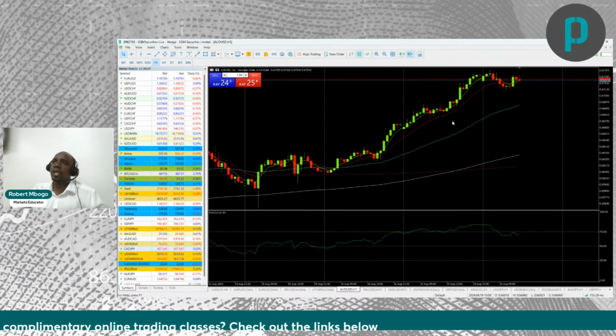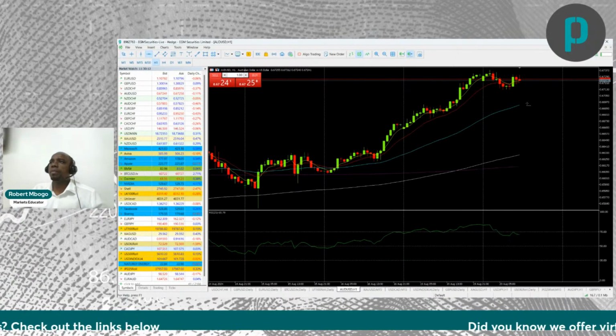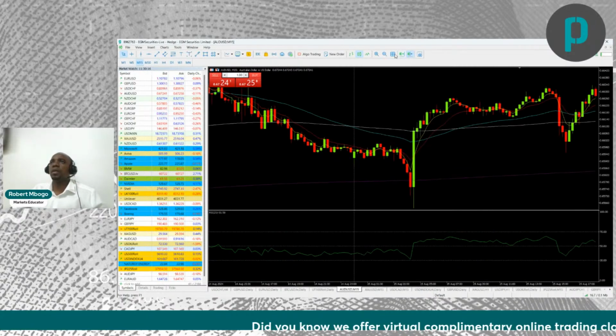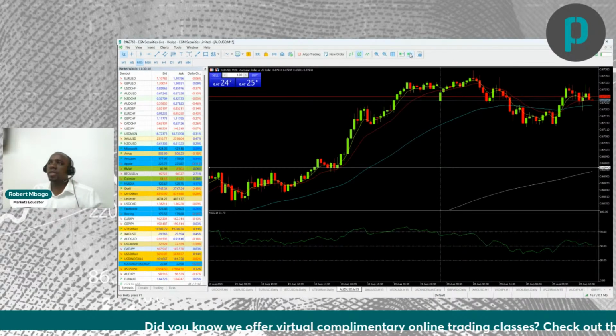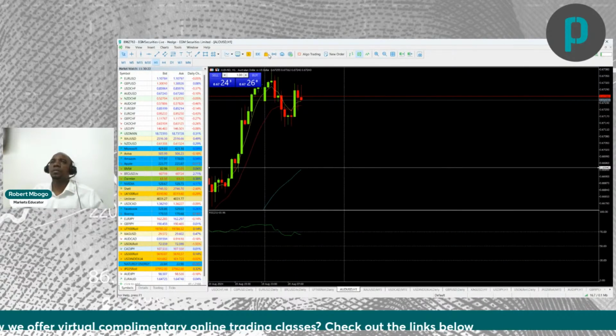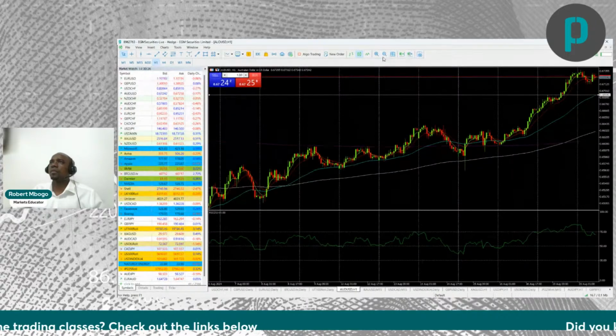So ideally, I would probably want to see a drop to maybe the moving average over here. Maybe let's go to lower time frames. Yeah, moving to the moving average over there before a continuation of the same.